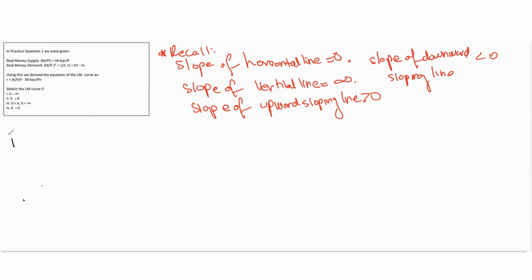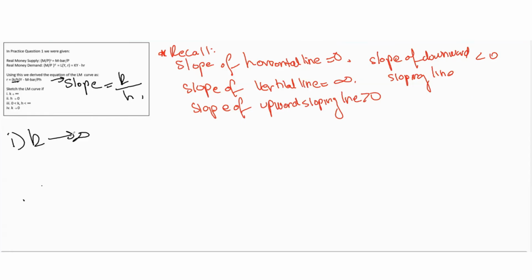So now let's look at the first part: as k approaches infinity. What is the slope of the LM curve? We know the slope of the LM curve here is k by h, because this is something we already derived in an earlier video. The slope is k by h because this is a linear LM curve, so we can compare it to the general equation of a straight line, y is equal to mx plus c, where here the variable on the y-axis is r, and the variable on the x-axis is Y. The slope will be the coefficient of the variable on the x-axis, which is k by h.